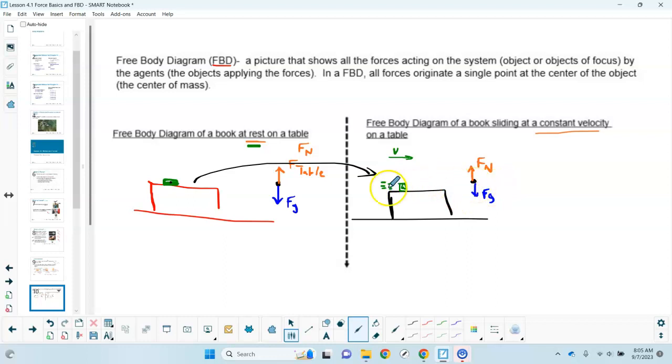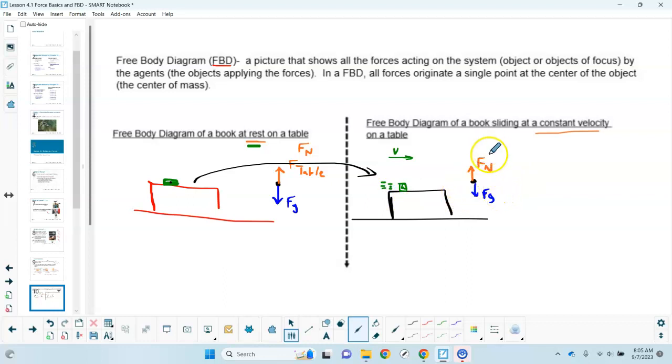So if this is moving and it's moving at a constant velocity, that means that there is no force acting right or left, because if there were, it would start accelerating in that direction. So it would start to increase velocity or decrease velocity left or right, and that is not what's happening here.